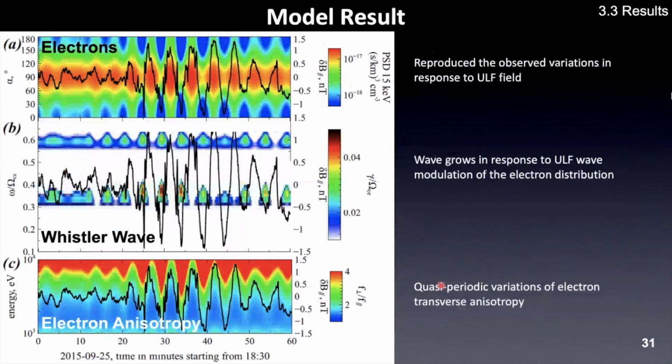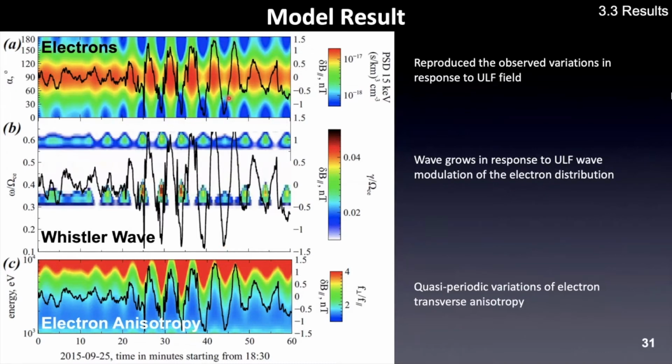So this is our model result. What we do is that we model the electron distributions in the presence of ULF waves by preserving their first and second adiabatic invariance. The black line is the same as before for ULF wave fluctuations. We can see that we can model it pretty well, that the electron distribution is consistent with what we see in observations. So it's the electron anisotropy level.